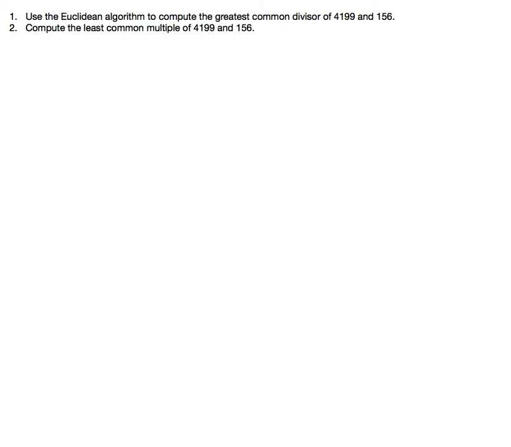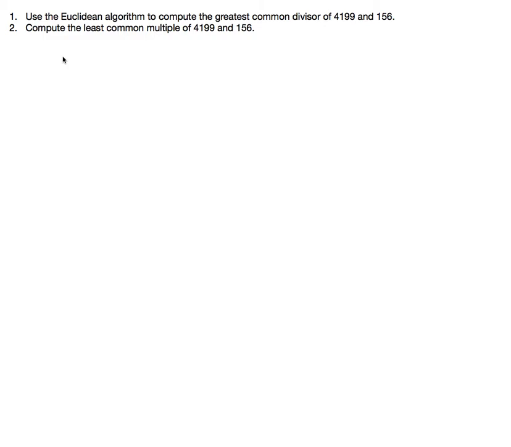In this video, we're going to go over how to do two very similar, or related, problems. We're going to first compute the greatest common divisor of two numbers, and then the next thing we'll do is compute the least common multiple of those two numbers. To do the first problem, we're going to use what's called the Euclidean algorithm.